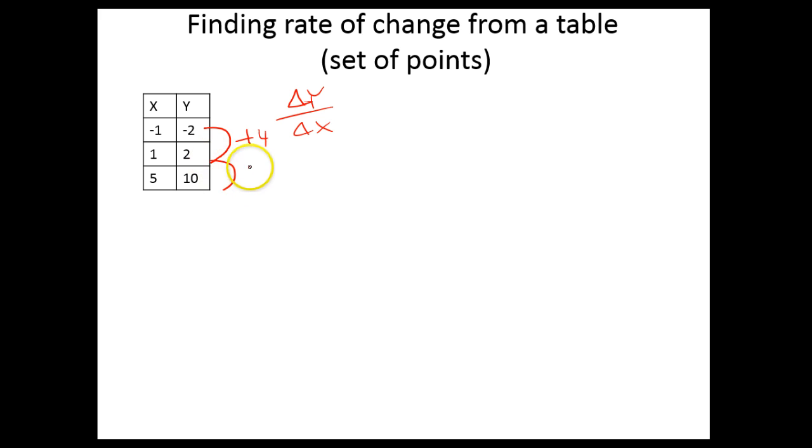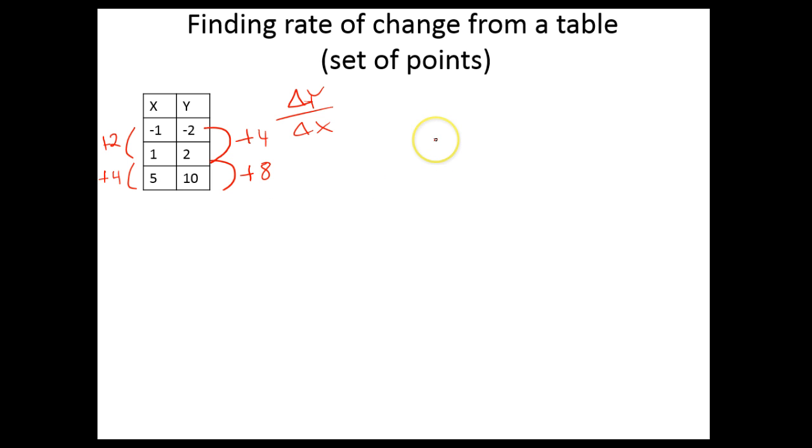From 2 to 10, also increasing. It's getting more positive, further away from 0. And then that's increasing by 8. My x coordinates, again, are increasing, that time by 2, and here increasing by 4. Okay, so I found the changes in my coordinates.